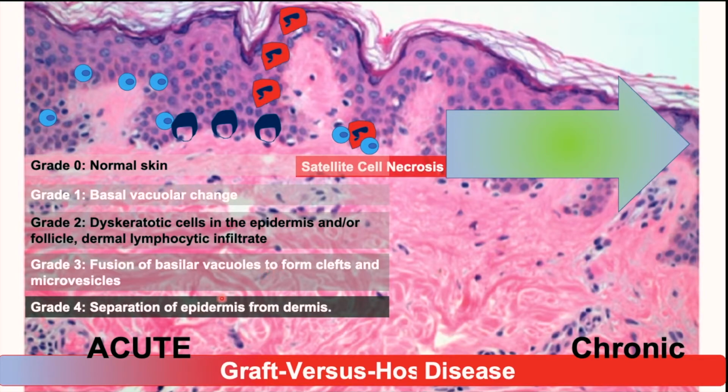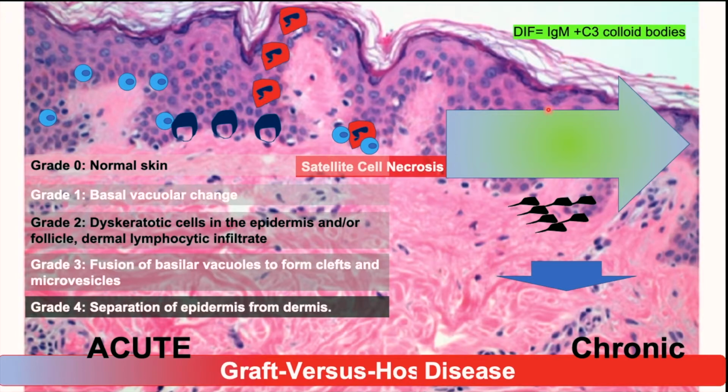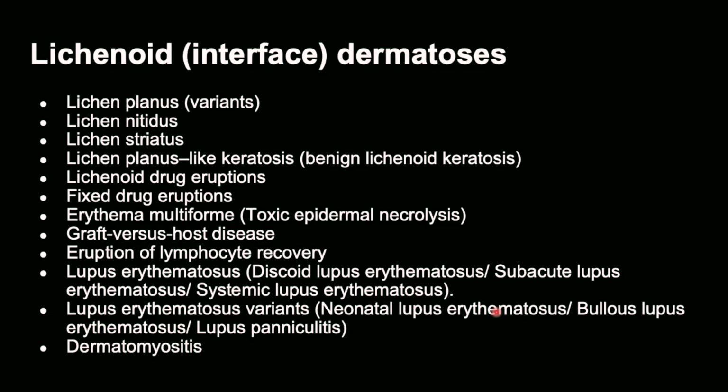These features can present the same in chronic form, in addition to the melanophages that we see in abundance in the superficial dermis. If you do DIF staining for those lesions, you will see IgM and C3 concentrated at the colloid bodies. Those chronic forms can develop into the sclerodermoid phase, where you see collagen sclerosis in the dermis, in addition to the other features.